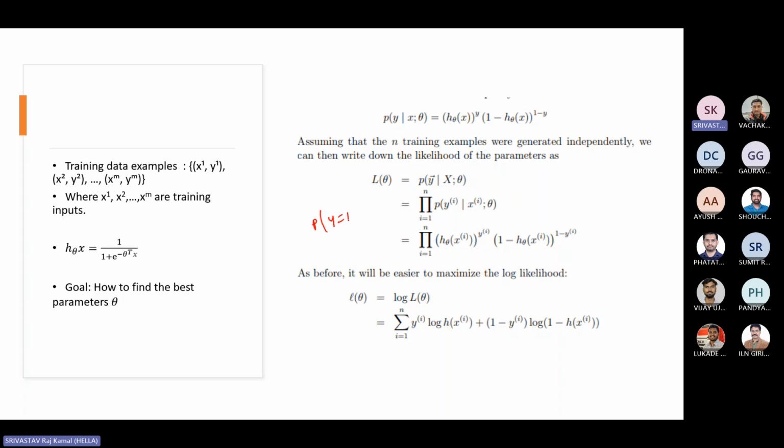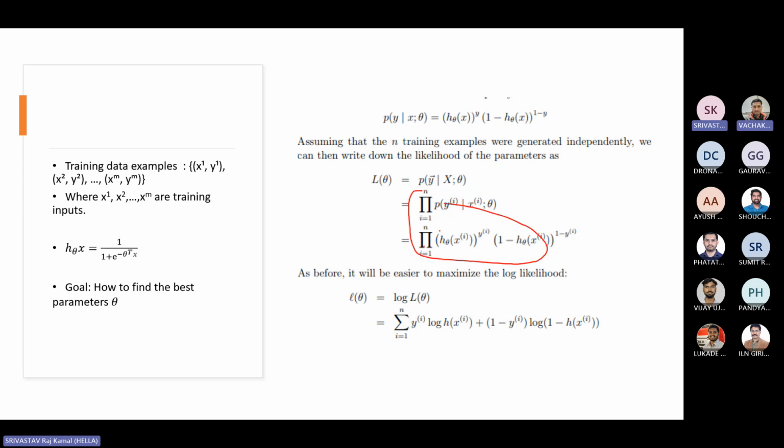When I take y equals 1, this term will go away. When y equals 0, this term will go away. So eventually only one term will stay. One probability will stay, right? Now we need to increase the likelihood of this data.